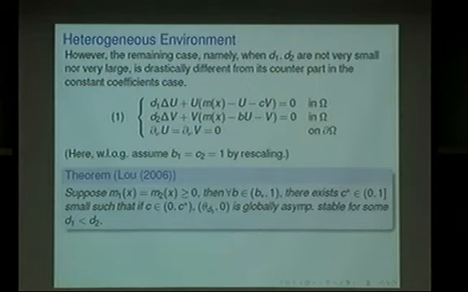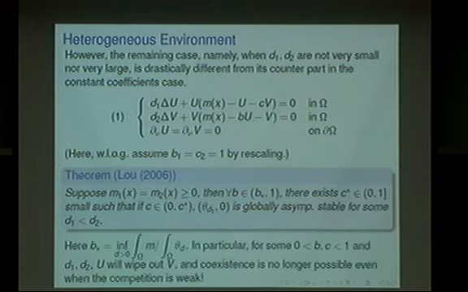So this is different from the constant coefficient case already, because in the constant coefficient case, this never happens. For any D1, D2, the U star V star is globally asymptotically stable. Okay, so now the B star here is very interesting, and we are going to look at this B star now. So B star is given by this number.